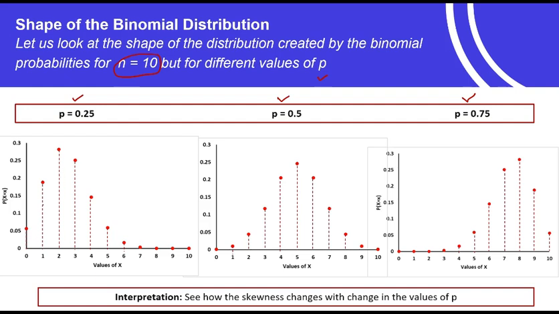And what we see initially is when the probability value is small, because p goes from 0 to 1.